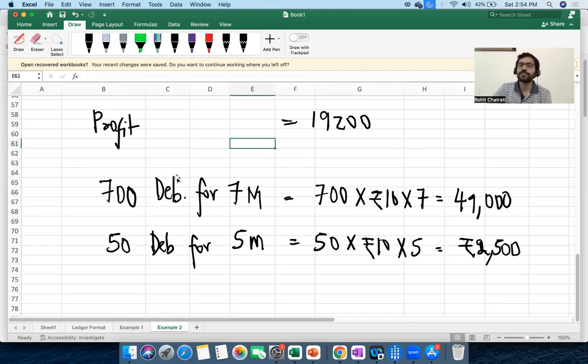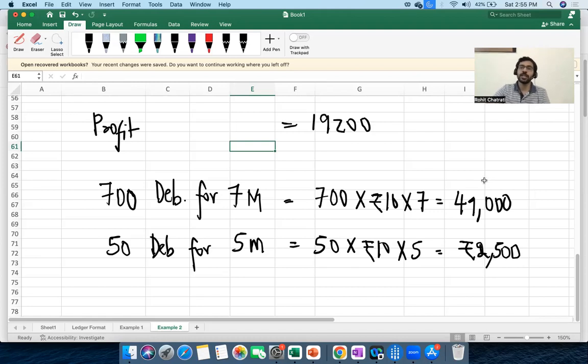So we have 700 debentures for a period of 7 months, and therefore it is 700 multiplied by rupees 10, rupees 10 being 1 month. So for 7 months I've got 70 rupees of interest multiplied by 700 debentures, which is equal to 49,000, and I was holding 50 debentures for a period of 5 months. So rupees 50 interest for those 50 debentures, which is 50 multiplied by 50, which is 2,500. So the total of this is 51,500. This is the interest that I truly deserve.